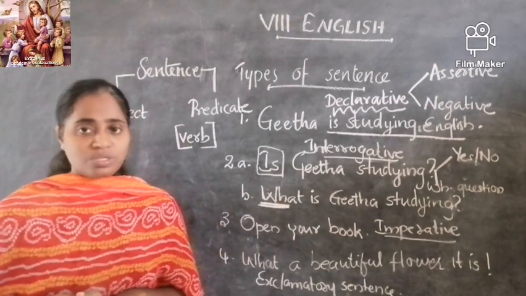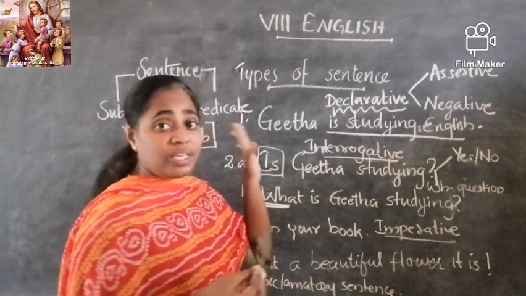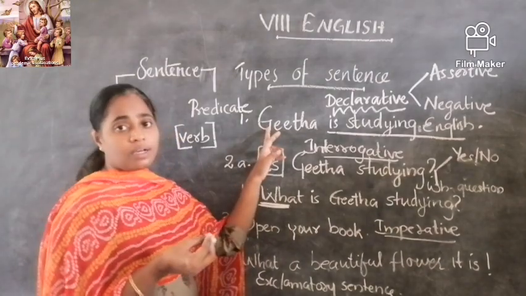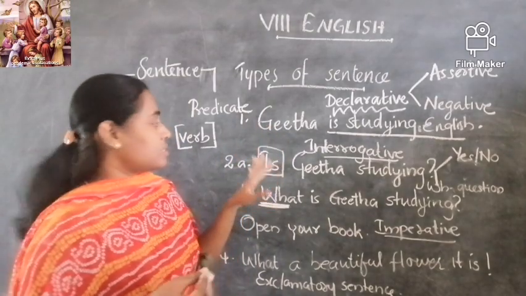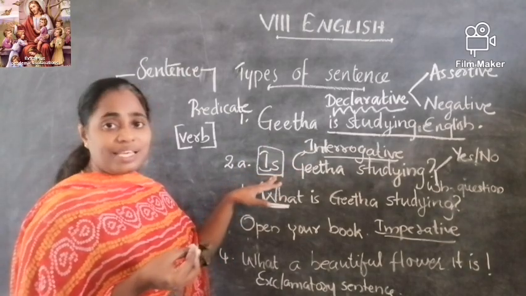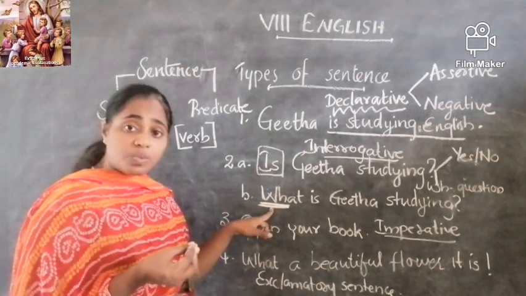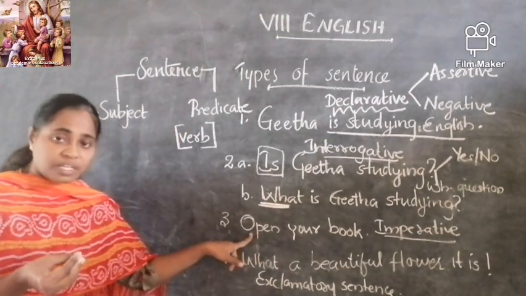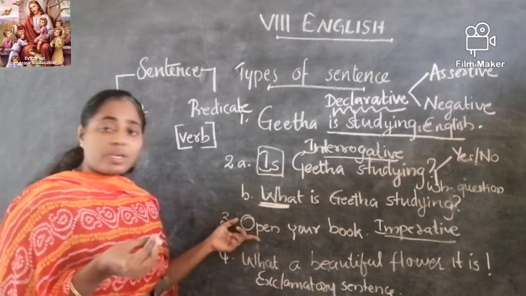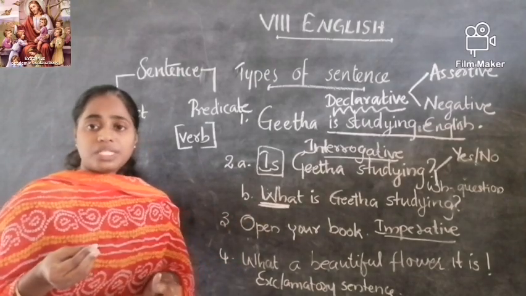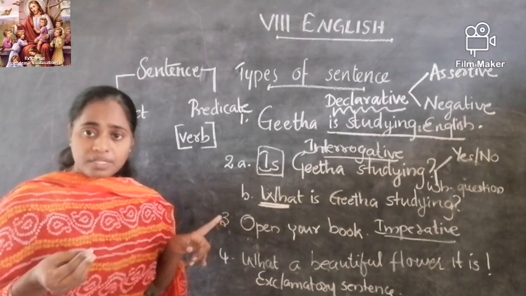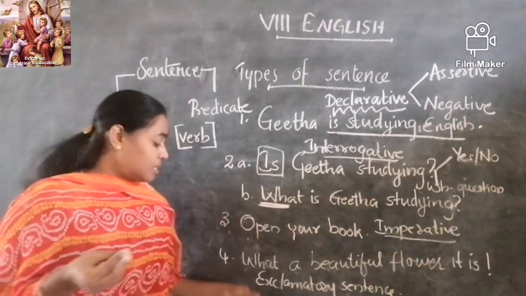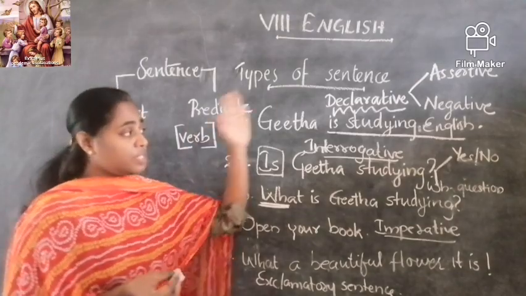Now let us see the punctuation also. Remember, every sentence begins with a capital letter. You can see here, Geeta: a name always uses a capital letter, G capital. Here in the question, I is capital. In this question, what is Geeta studying, W is a capital letter. Then in the imperative sentence we started with open: open your book, O capital letter. Keep silence, K capital letter. Don't tell lies, D capital letter. Then the exclamatory sentence: what a beautiful flower it is, W capital letter.